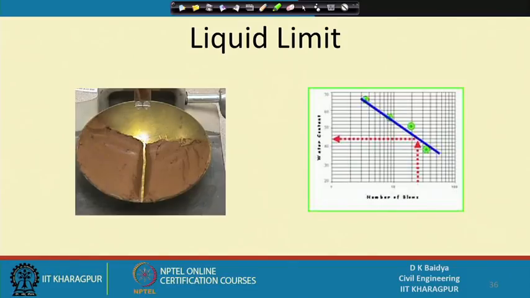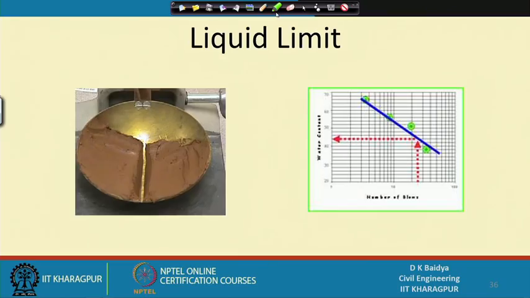As I have mentioned, the liquid limit is a qualitative definition, because it is the boundary between these two states. But how do we find the boundary? For that, Casagrande developed an apparatus, called the Casagrande apparatus, which has a cup. On that cup you prepare a sample, soil mixed with some water, making a paste, and with that paste we fill the cup.